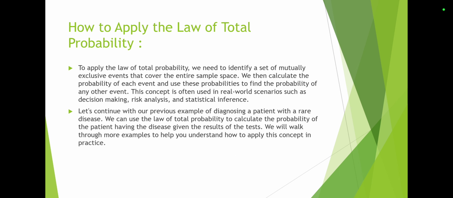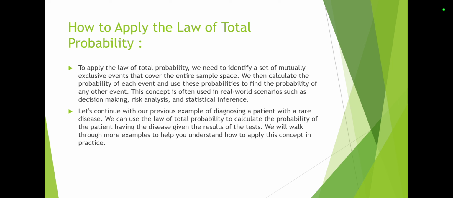Now let us know how to apply the law of total probability. To apply the law of total probability, we need to identify a set of mutually exclusive events that cover the entire sample space. We then calculate the probability of each event and use the probabilities to find the probability of any other event. This concept is often used in real world scenarios such as decision making, risk analysis, and statistical inference.